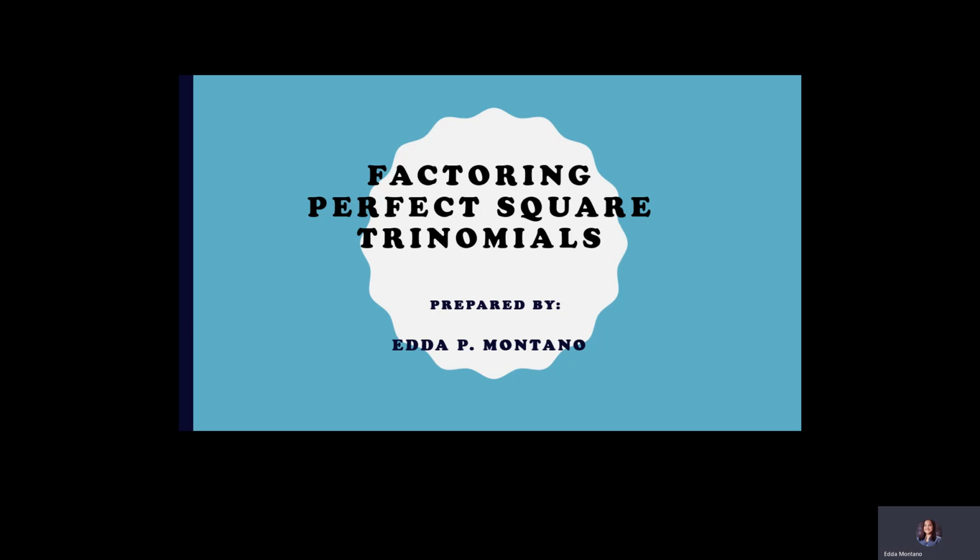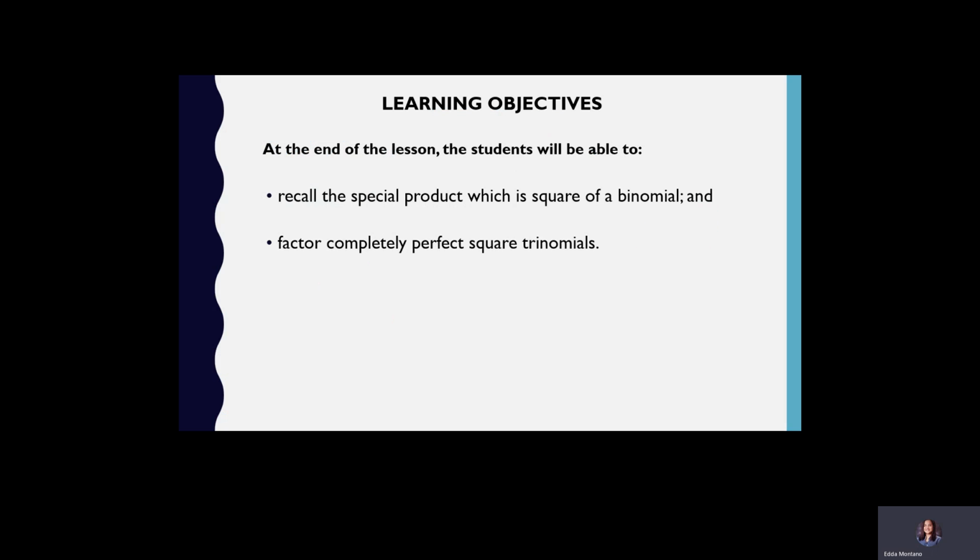Let's start. Now, for our learning objectives, we only have two. I want you to recall the special product, which is a square of a binomial, and factor completely perfect square trinomials.